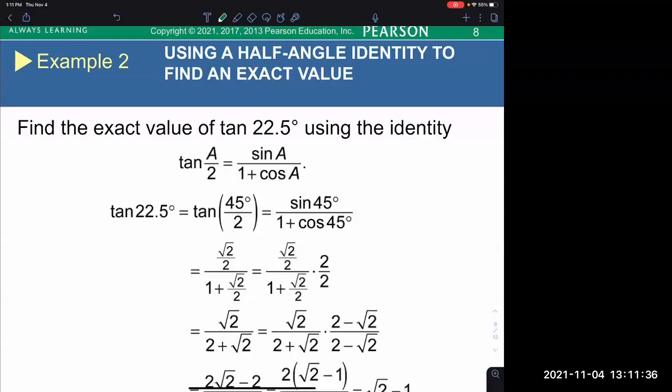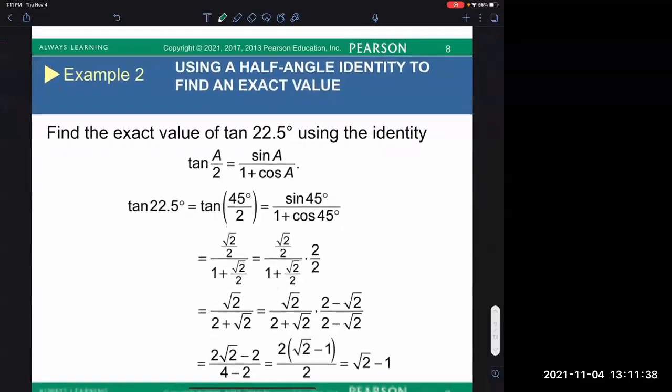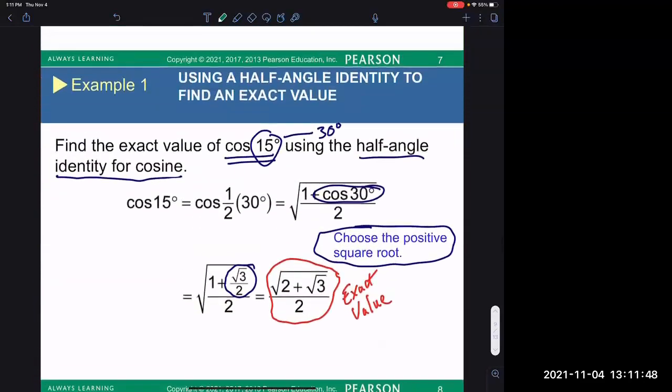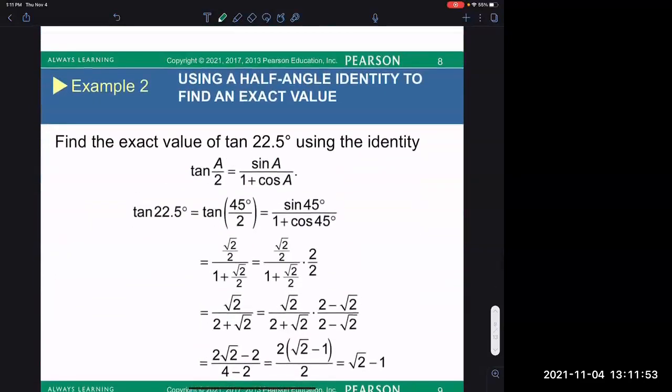So one of the things to point out here is that they've switched now to tangent, instead of before we were at cosine, but they're still using degrees. Now we could also have radians here. So maybe they could have said, find the exact value of tan of pi over 12. And then you'd say, oh, that's half of pi over 6. So I can use the half angle identity with pi over 6 to get pi over 12, something like that.